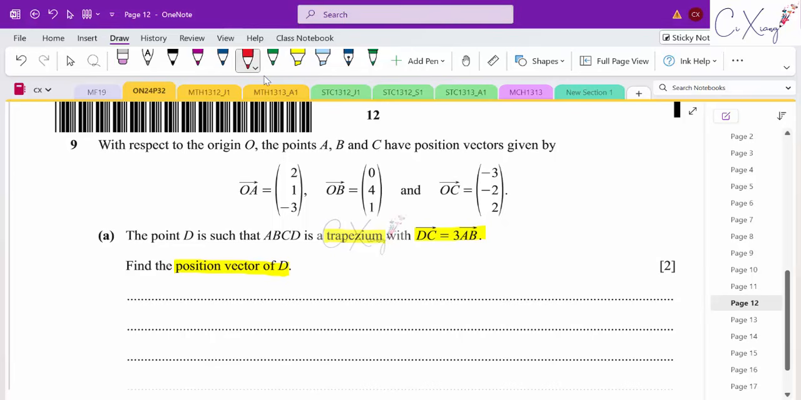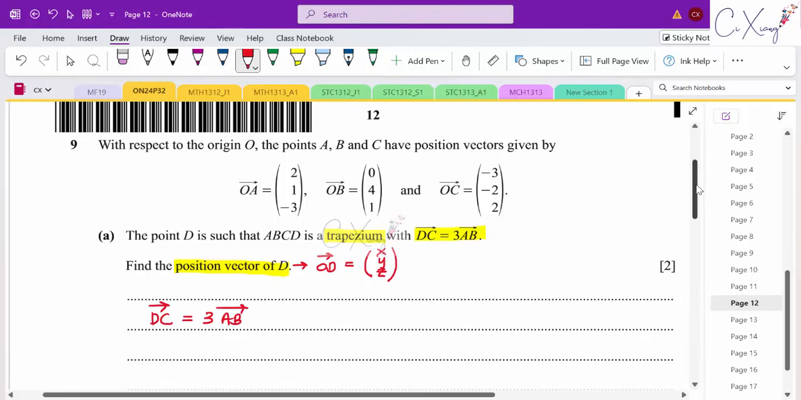Alright, so to get the position vector of D, I might assume that the position vector of D is XYZ. This is a 3-dimensional vector, right? So I will assume that it is XYZ. I will start by using the information provided in the question where DC equals to 3AB.